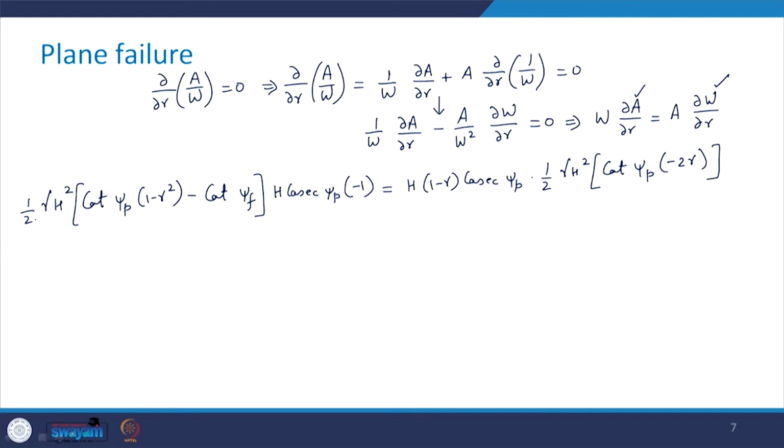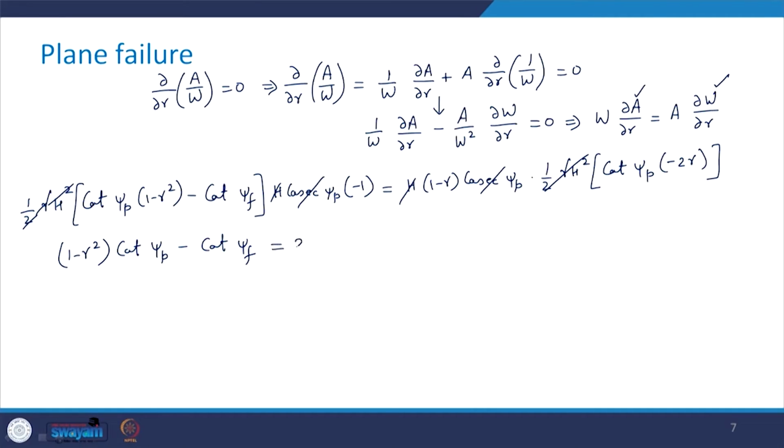So, you see here half gamma h square and half gamma h square will cancel from both sides. This h and h will go, cosec psi p will also go. So, we will be left with the expression like 1 minus r square cot of psi p minus cot of psi f.